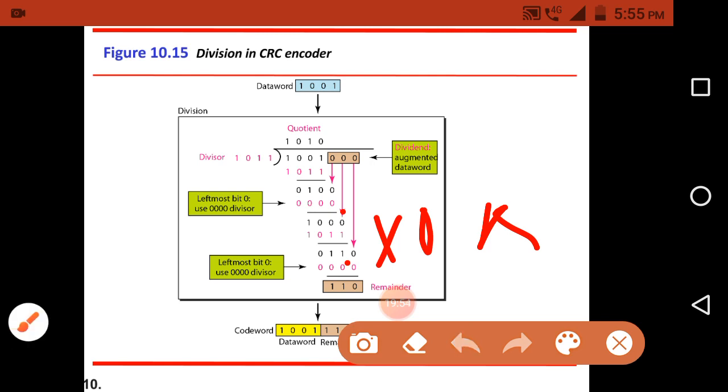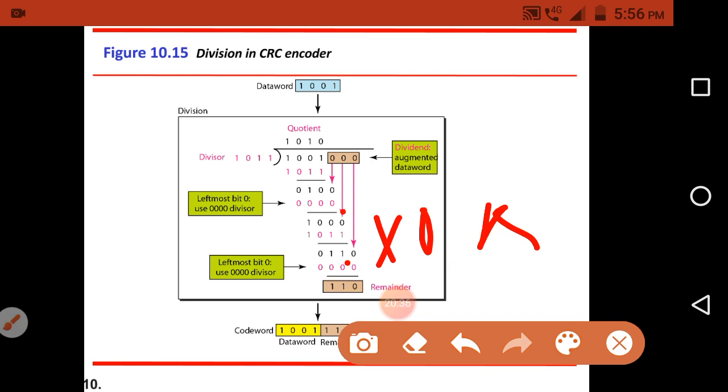Again we need to pull down another bit from the dividend. Then we will get the next dividend as 0 0 1 1. Here the leftmost bit is 0, so again we need to take the 0 divisor. How do we take it? We multiply with the 0 and we get the 0 divisor. After that again we perform the XOR operation, and we will again get 3 bits here, that is 0 1 1.